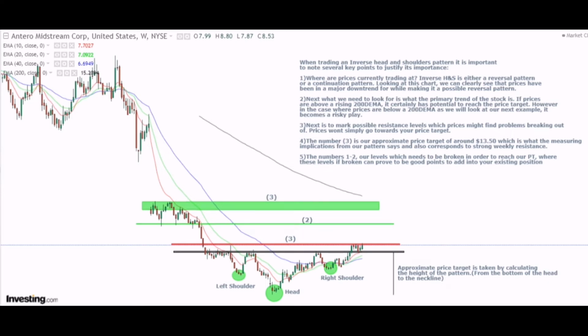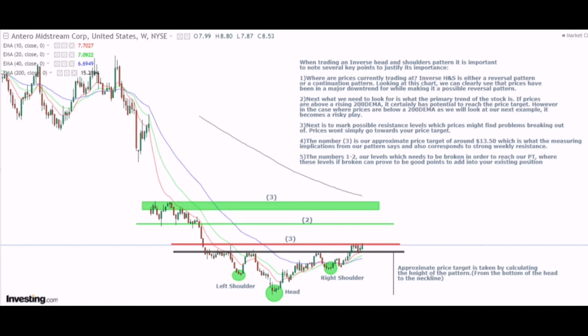The first example is taken from the weekly chart of Antero Midstream Corporation, ticker symbol AM. As you can see, this is a textbook example of an inverse head and shoulders pattern. However, a lot of people blindly trade patterns without looking at multiple timeframes to confirm that a reversal is in place. There are several ways to confirm that the pattern is valid and will not fake us out.